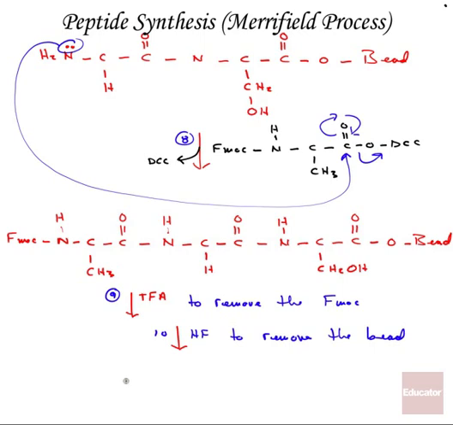And this one I'm going to do in blue. I end up with alanine, glycine. I never, ever get that right. Okay, and serine. Serine is my C terminus. Alanine is my N terminus.